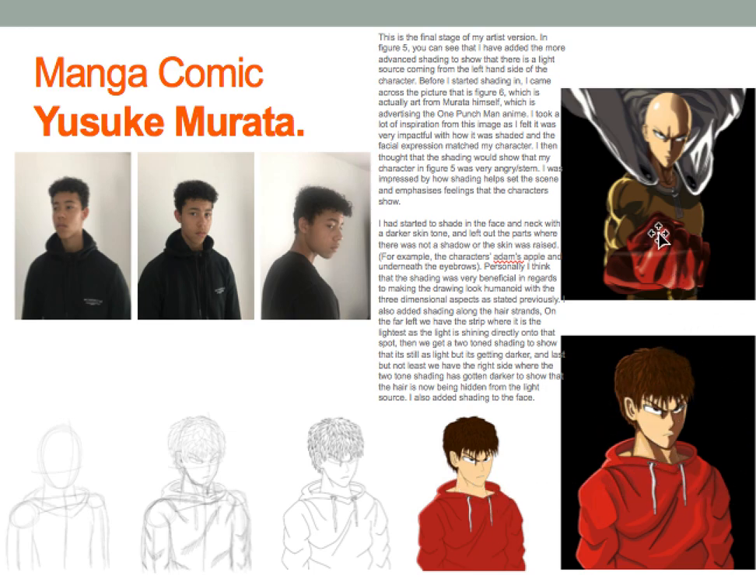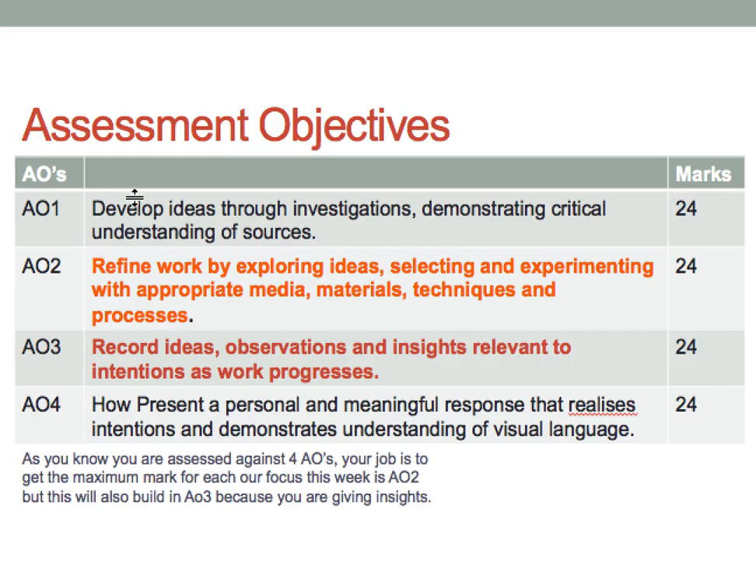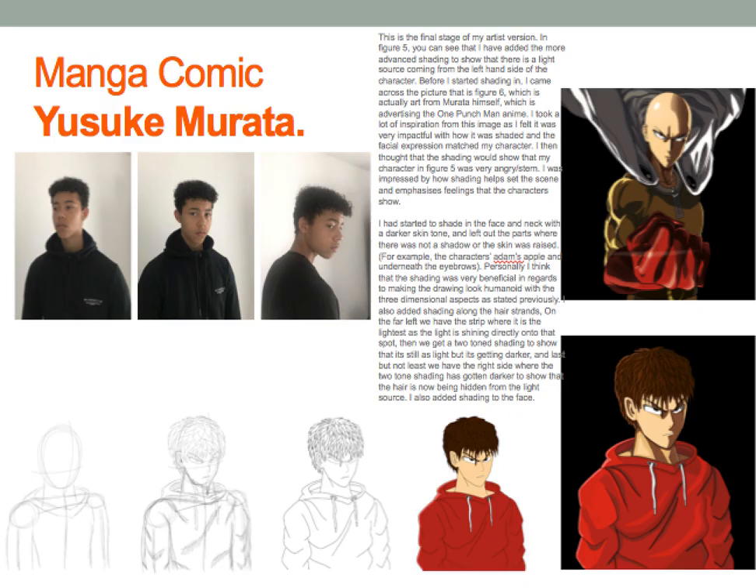I can also link it back here. So actually, it's also hitting A01 because it's showing understanding of sources. Okay, so the source here is the artist. This is the artist's work. This is his outcome. We can see that he's used colours from the artist. He's got the same shape eyes, the mouth, the nose, and the most important thing is the use of shadow.